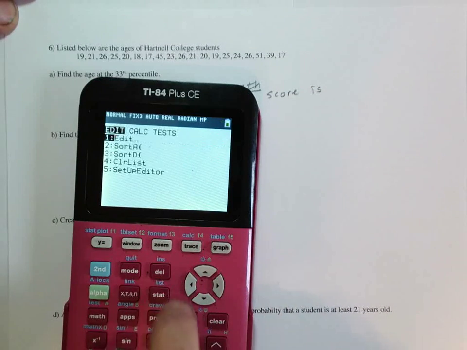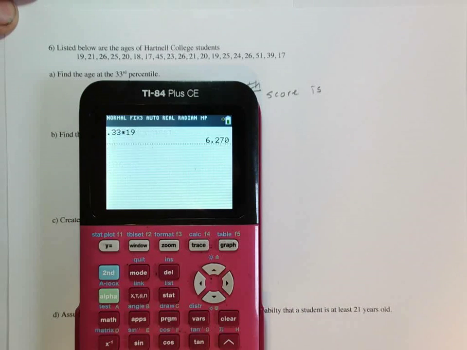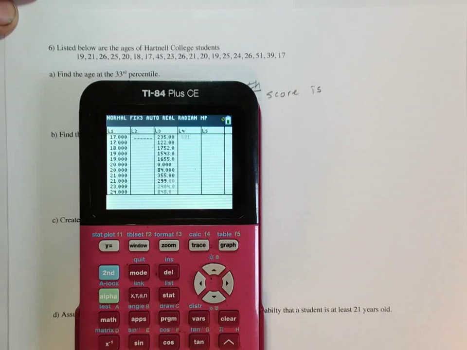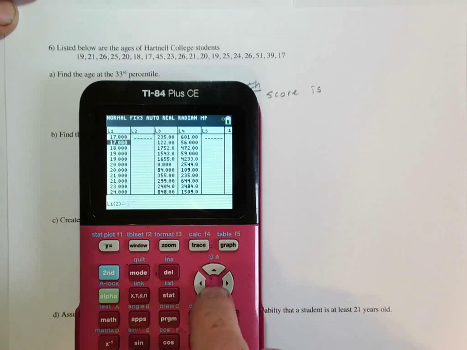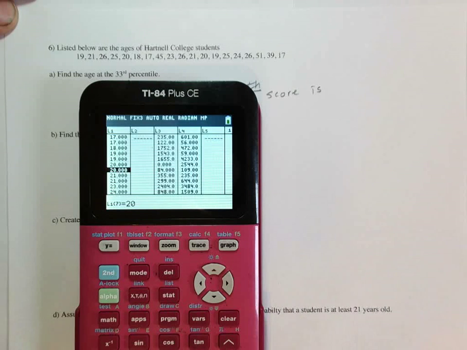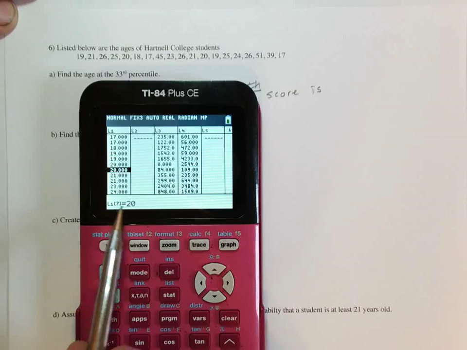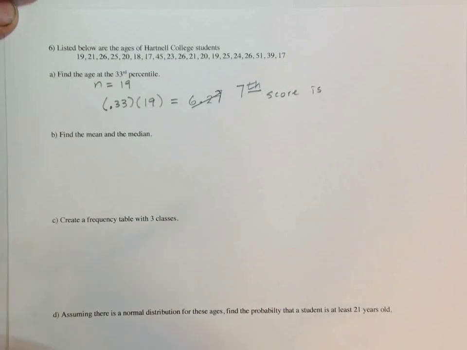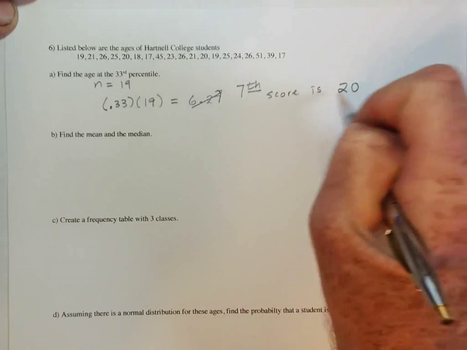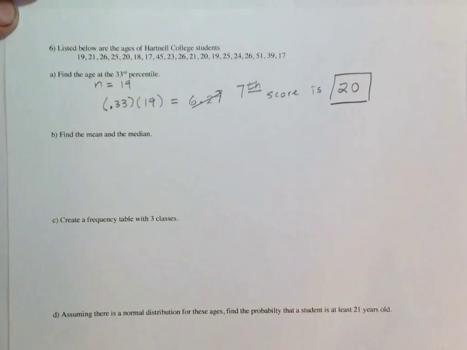So you can have the calculator do that if you just go to sort in ascending order, list 1. Now when you look at the list, they're in order. And I need to know who is the 7th person. So this then shows the 7th person is 20 years old, or the 7th score is 20. That would be the person at the 33rd percentile.